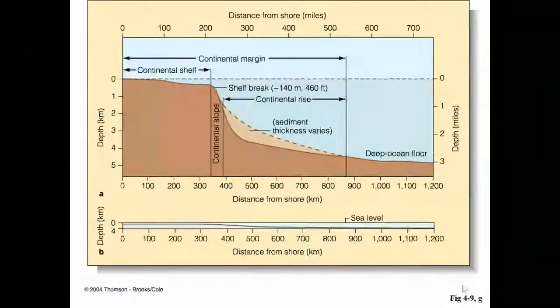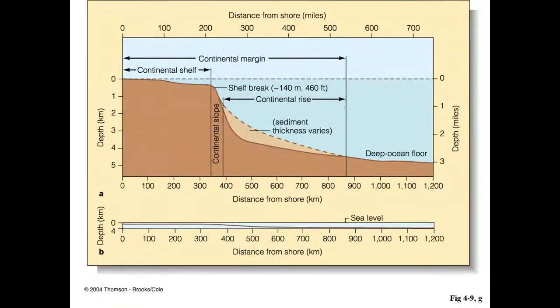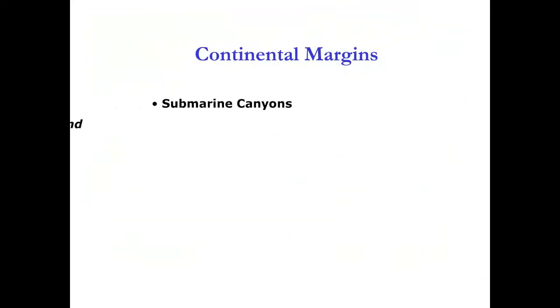Moving on, we've now covered the margin portion in its 4 components: the shelf, the break, the slope, and the rise. There's one more physical feature that can actually occur in the continental margin that hasn't been mentioned yet. It's called a submarine canyon.